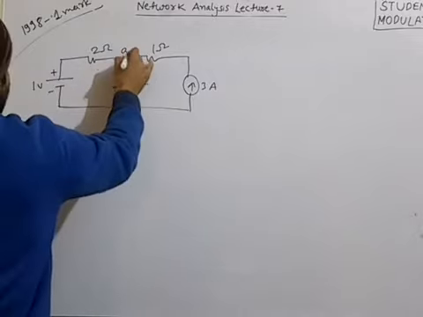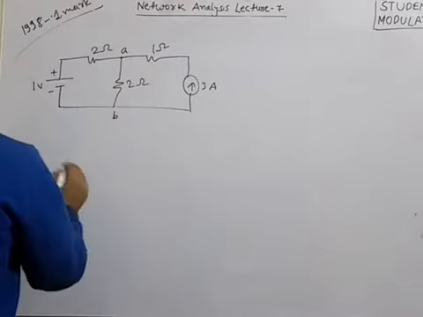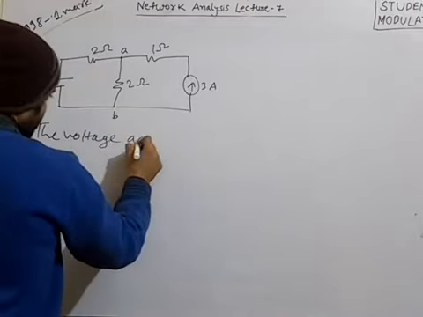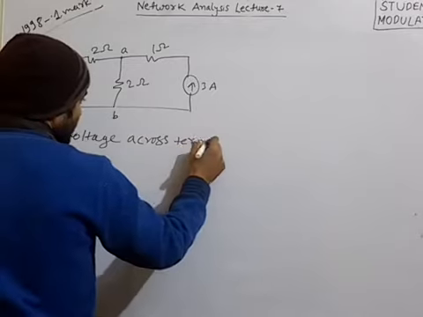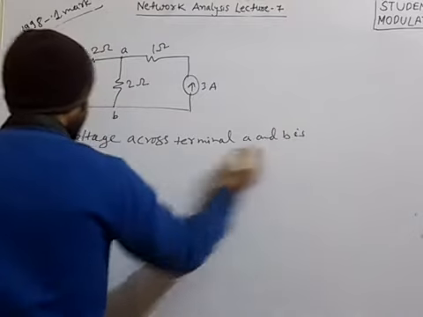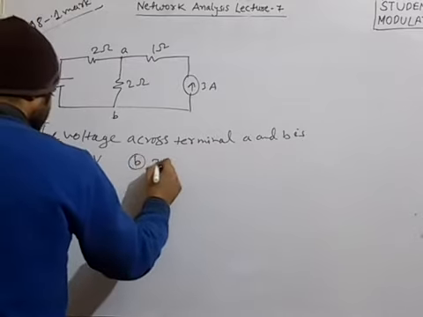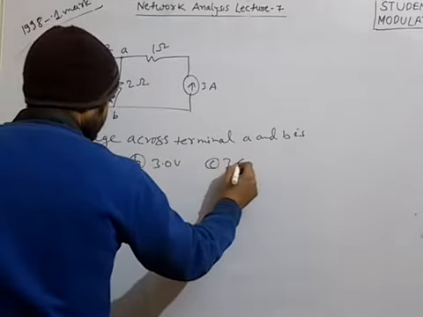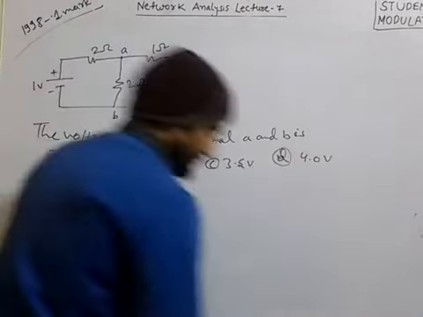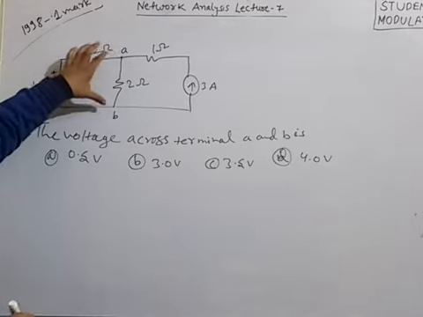This is A, this is B. These are the 2 points or 2 nodes, you can say A and B. Now what do we have to find? We have to find the voltage across terminals A and B. The options are 0.5 volt, 3.0 volt, 3.5 volt, and option D is 4.0 volt. So this is the question from the previous GATE exam.